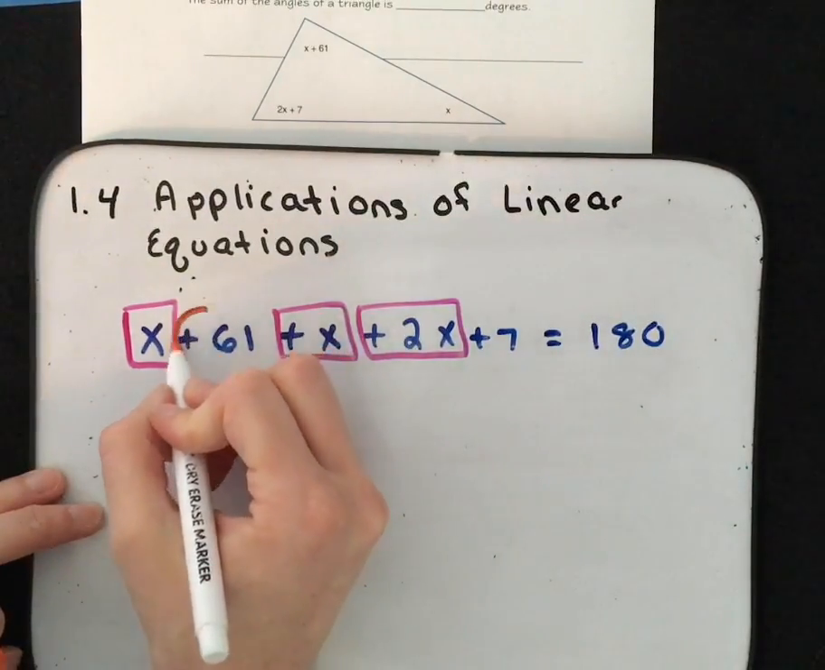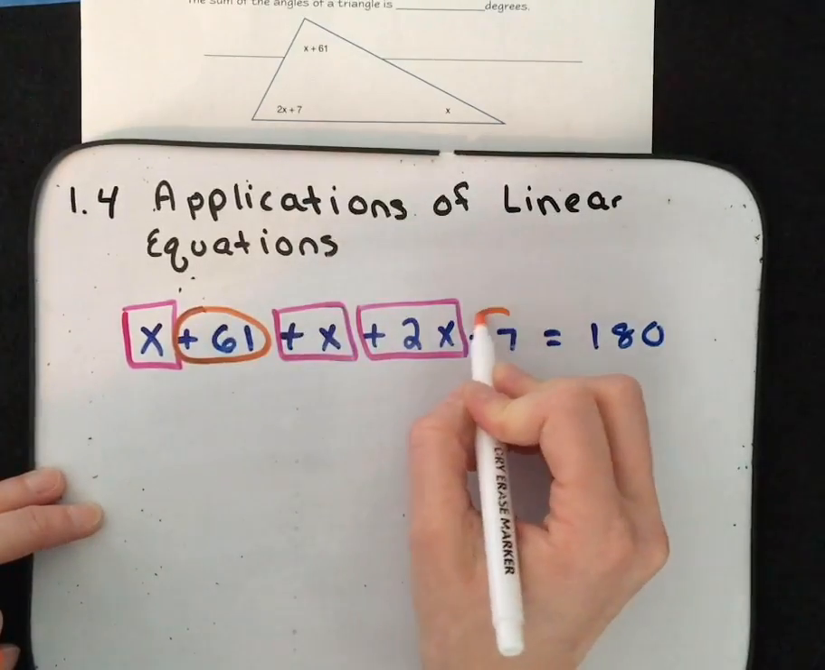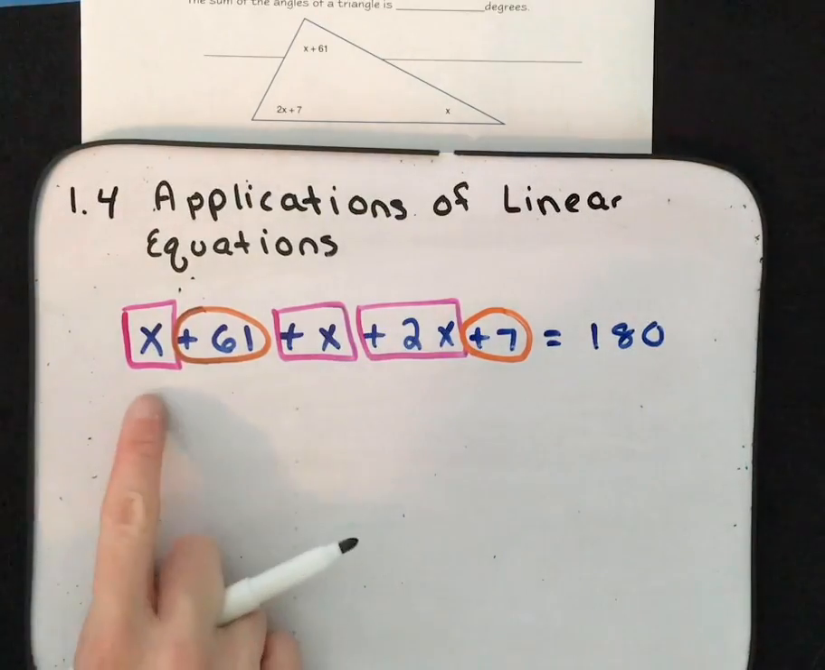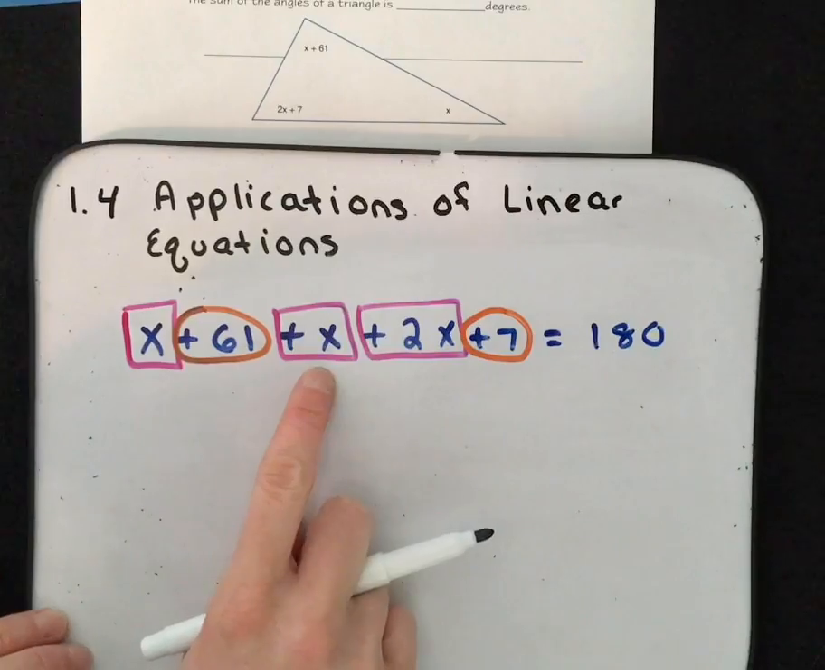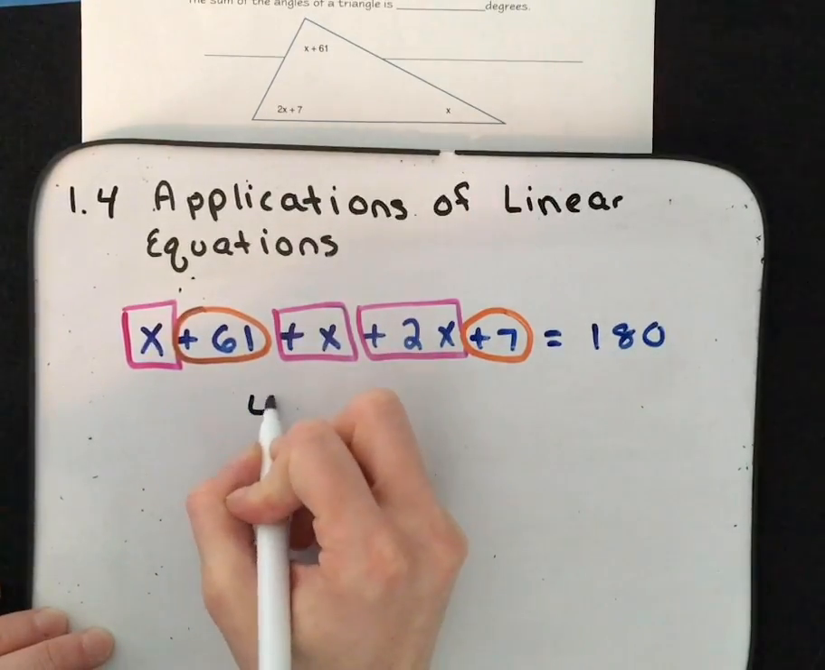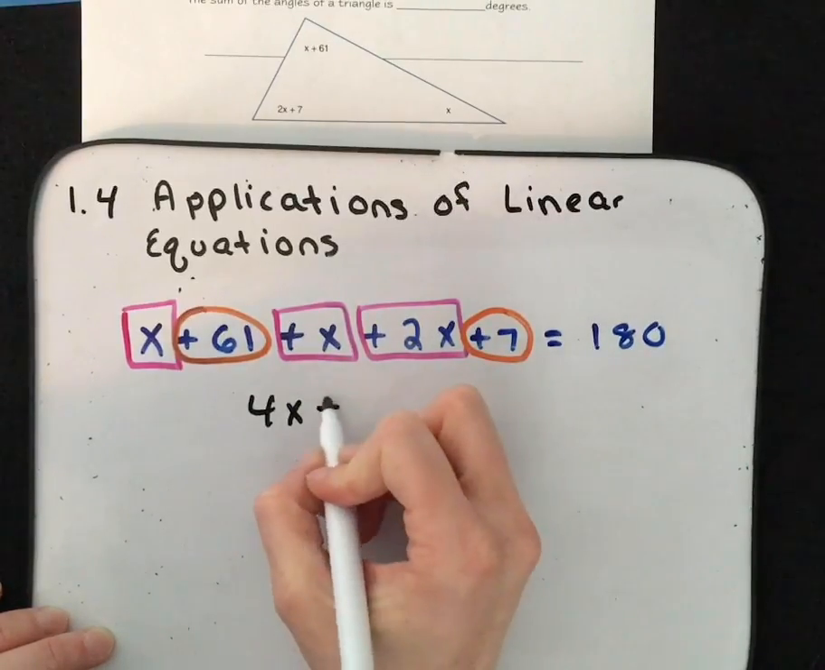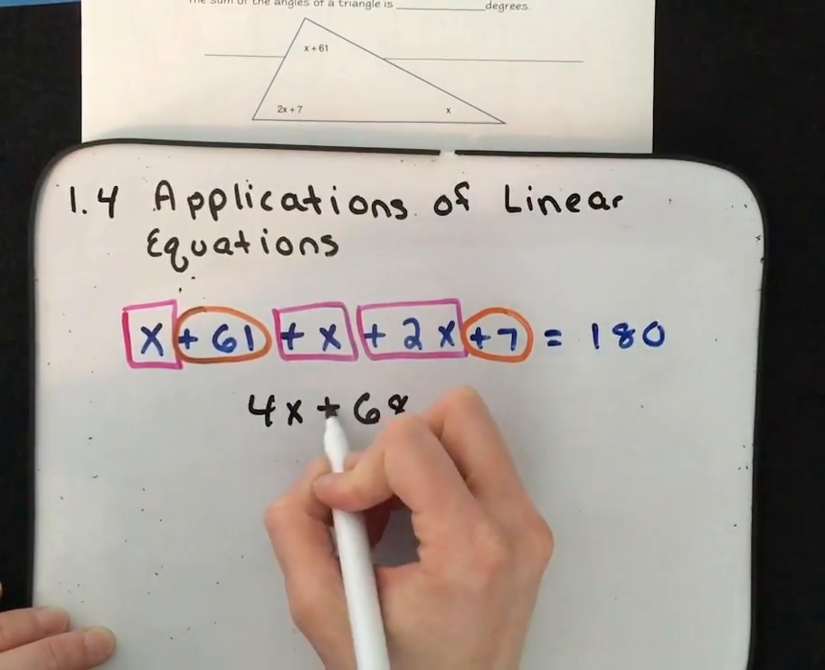Here's our constant number, and here's another. So let's combine our like terms. So we have x plus 2x. That gives us 4x. We have 61 plus 7. That gives us 68.